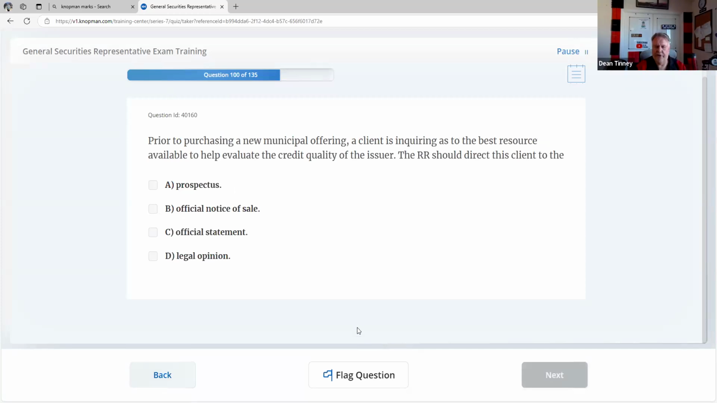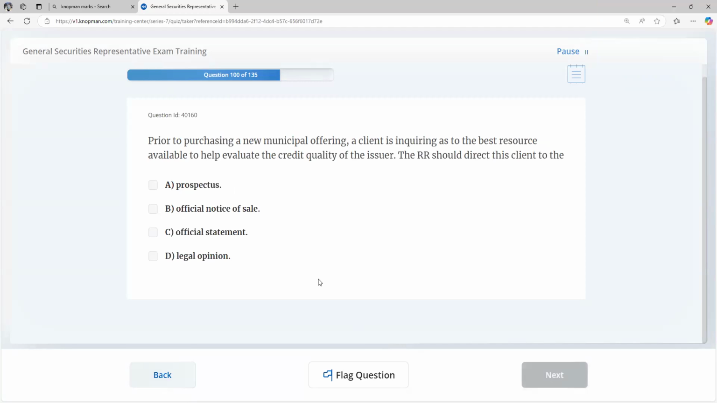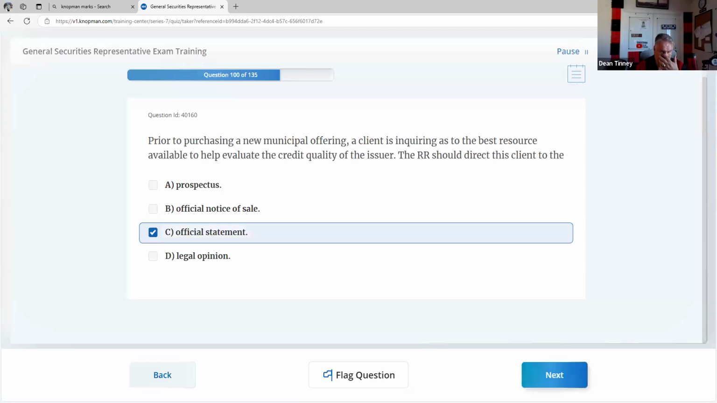Purchasing a new municipal offering, the client is inquiring as to the best resource available to help evaluate the credit quality of the issuer. The RR should direct the client to... Okay, so he's purchasing. Wouldn't that be the official statement? That's the only one that makes any sense whatsoever.